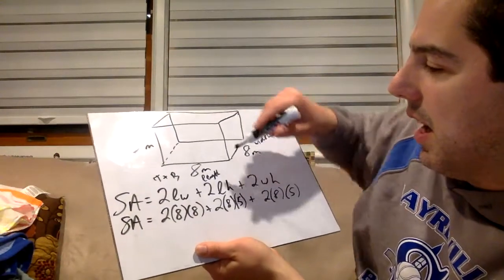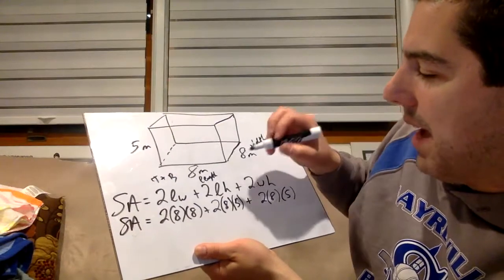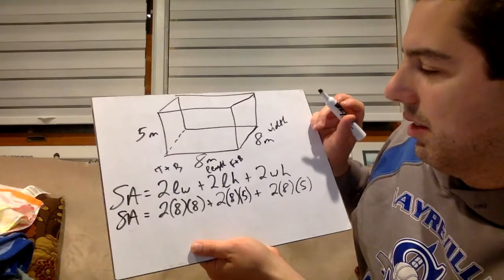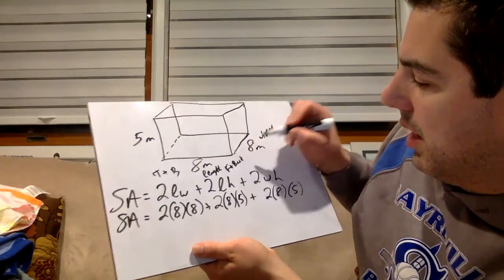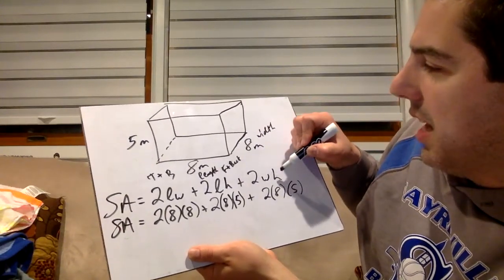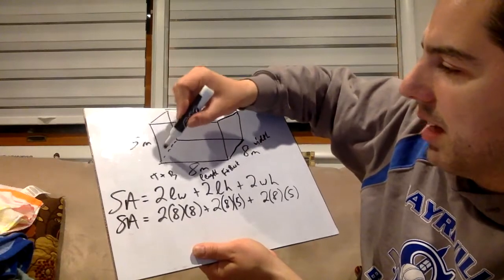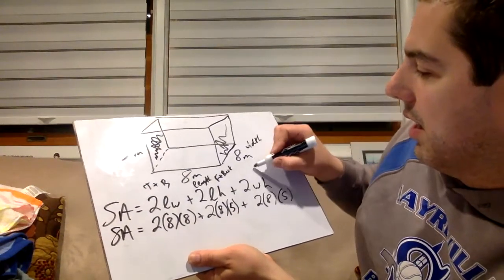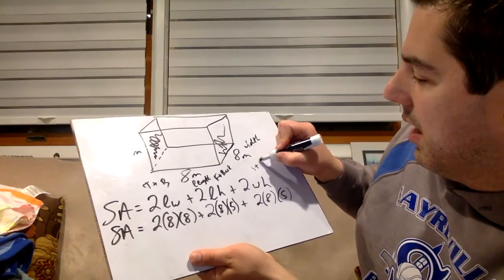Then the length and the height, that's the front and the back. Okay? This is the front and the back. And then 2 width times height, those are the 2 sides. Okay? The sides are right here and right here. Okay? These are side and side.